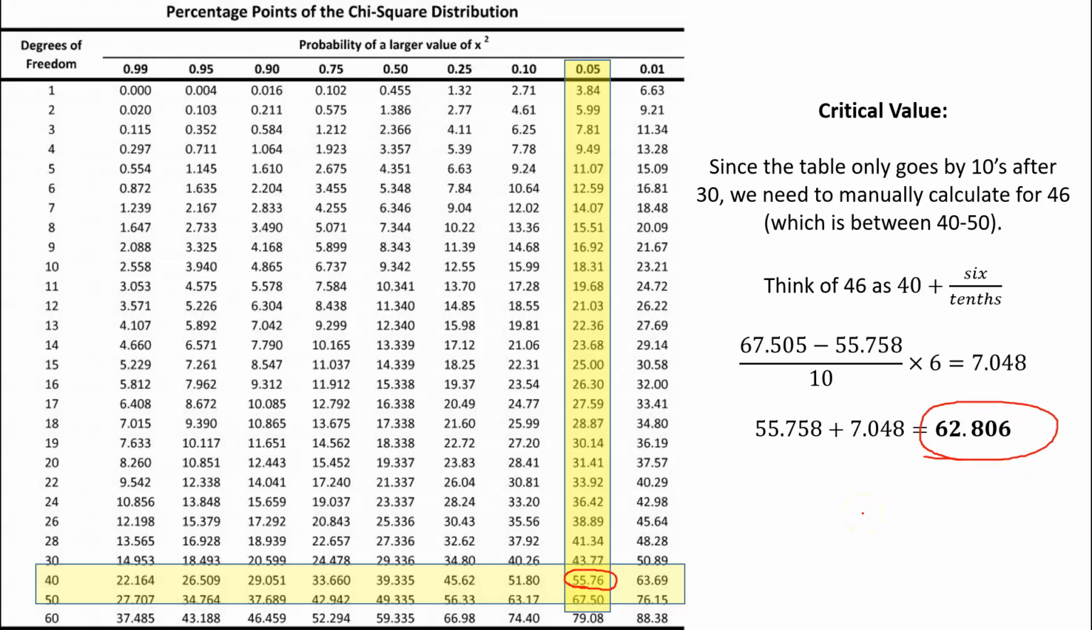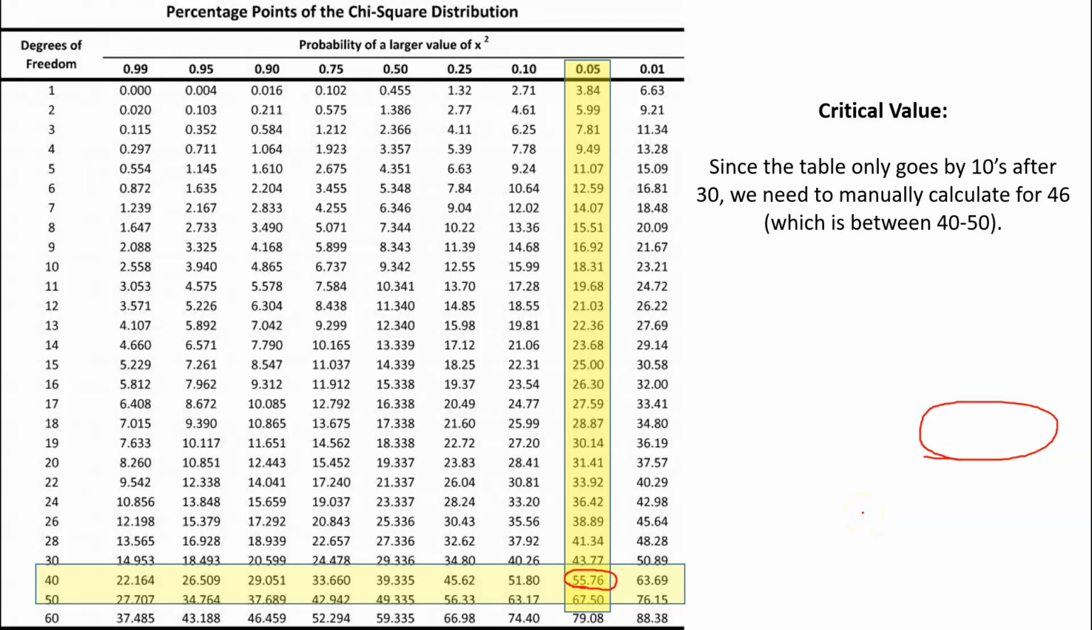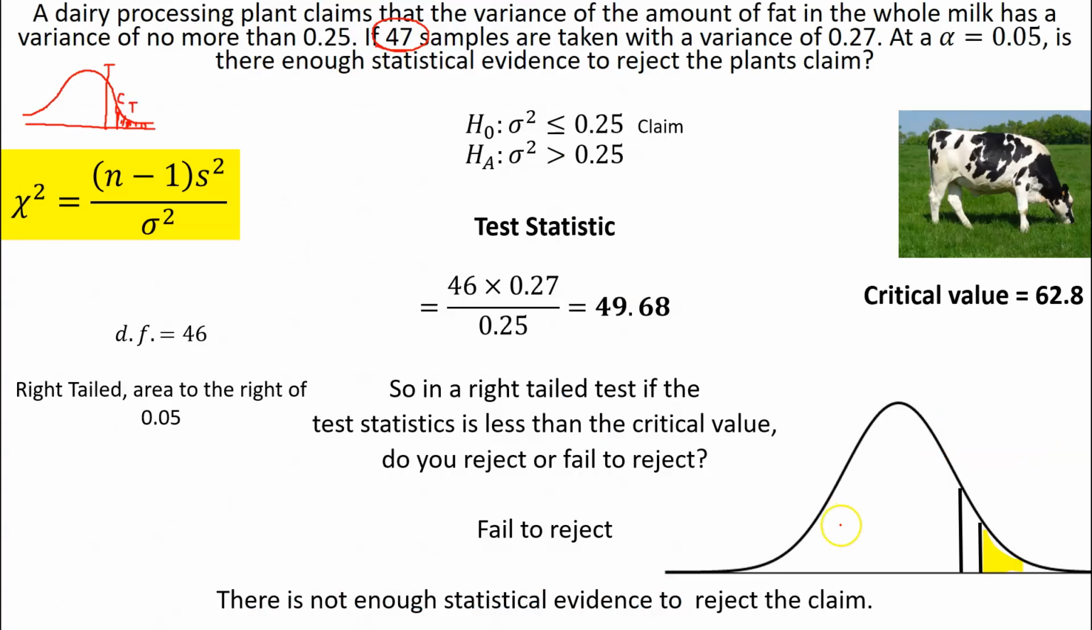Okay, now I'm going to go back to the other screen. And again, I'm sorry, this is a little bit of chaos here. I just didn't know a better way to do this. Okay, so we've got our critical value. There, I just wrote it here. It's what we just calculated.